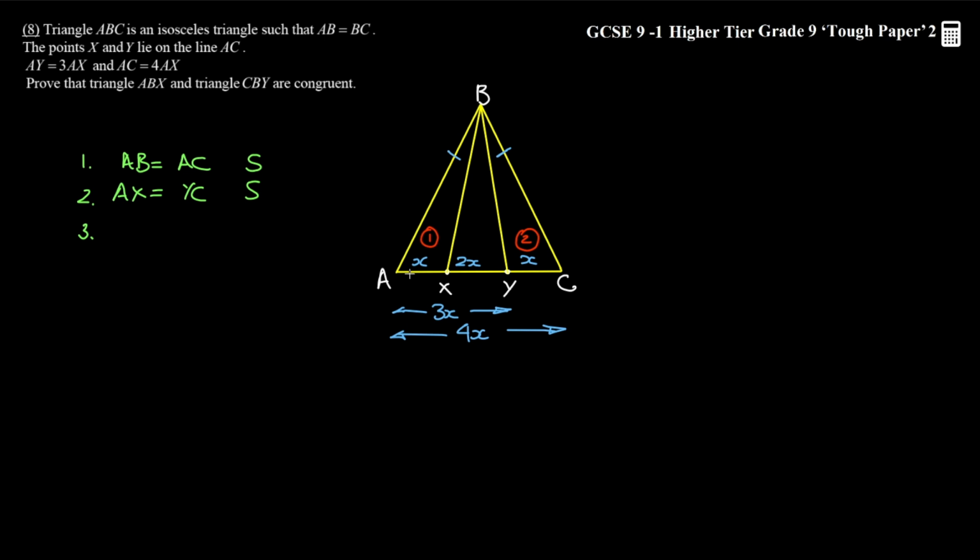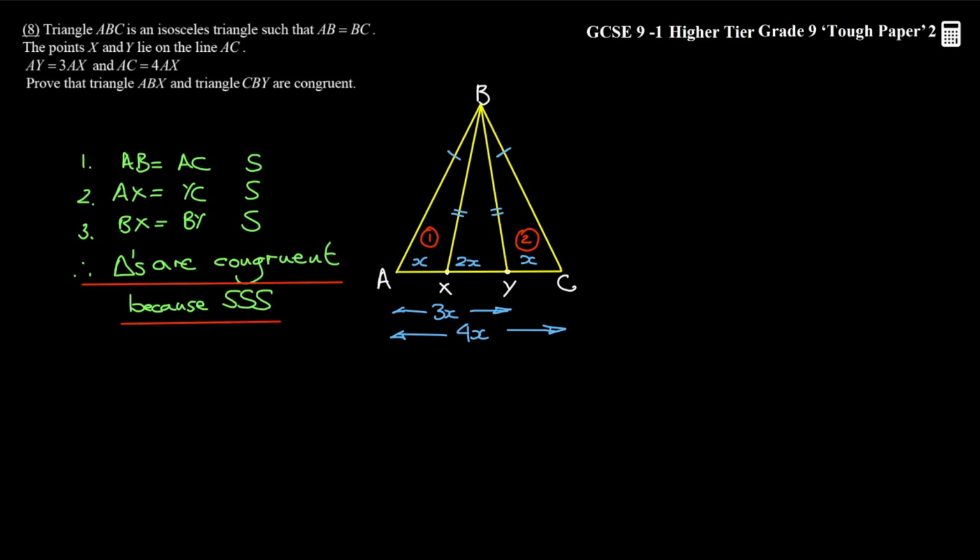Well, yes, we can, because this distance AX is x and YC is x. We have perfect symmetry. So it must be true that this side equals this side. So writing that down, I can say that BX from the left-hand side triangle must equal BY, which is another side relationship. So therefore, the triangles are congruent because we have an SSS relationship. And there's your proof.